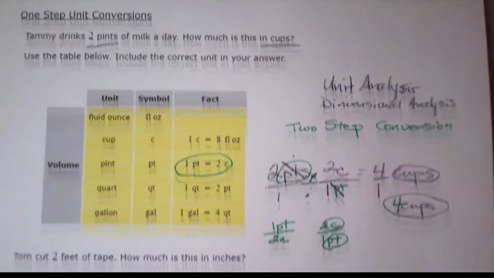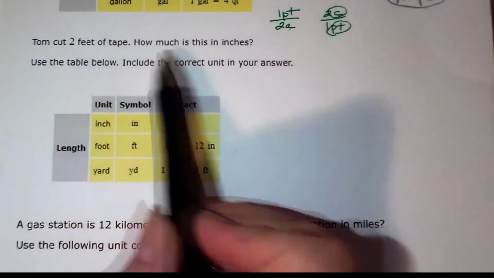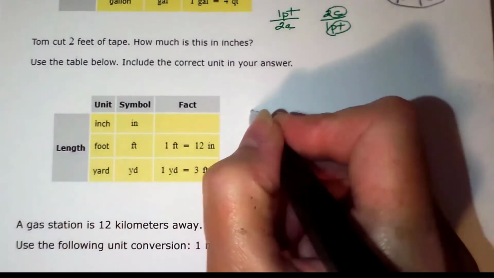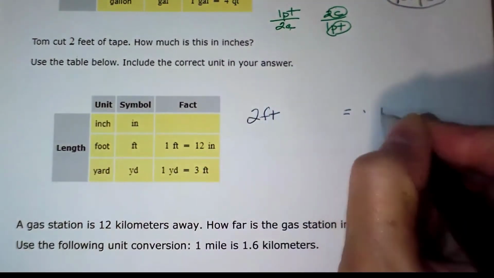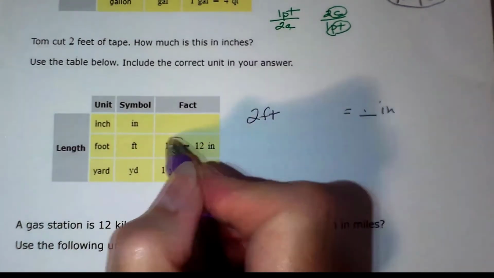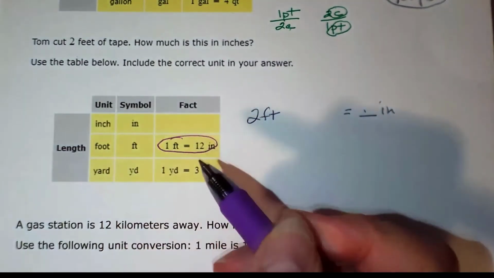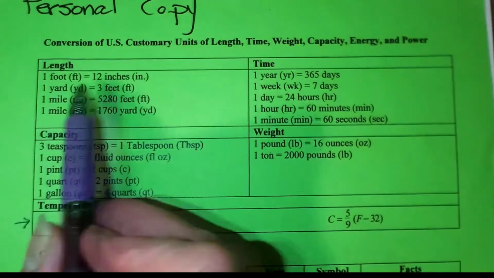Let's walk through another one. I'm starting out with: Tom cut 2 feet of tape. How much is this in inches? So I have 2 feet and I want to know how many inches. So I look at my chart here and I see feet to inches is right here. If I look at this sheet, I have feet to inches. 1 foot is 12 inches. You might already know that one.